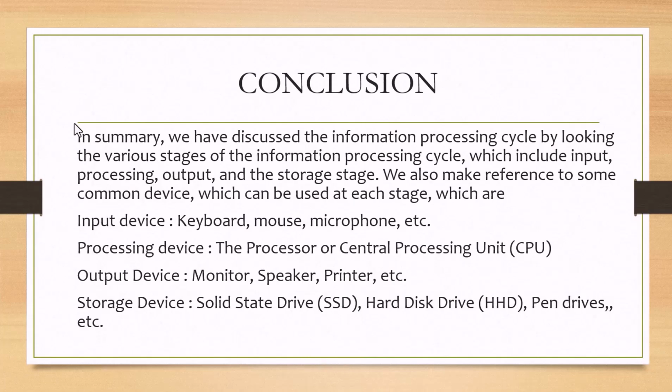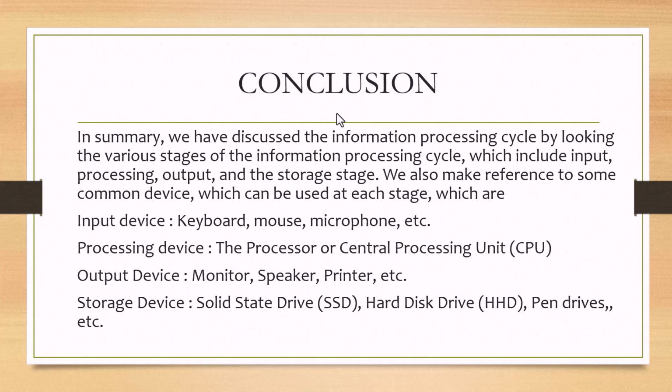Conclusion. In summary, we have discussed the information processing cycle by looking at the various stages of the information processing cycle, which include input, processing, output, and the storage stage.